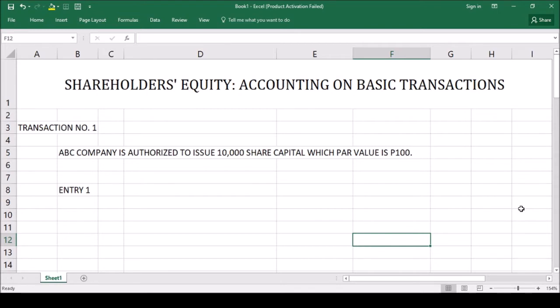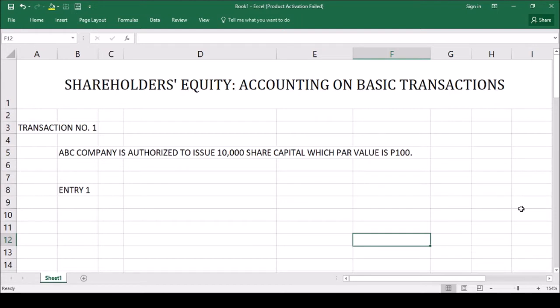In accounting on basic transactions of shareholders' equity, there are two ways we record the transactions affecting the shareholders' equity. We have the journal entry method and the memorandum entry method. Both are acceptable methods in recording transactions affecting the shareholders' equity account.